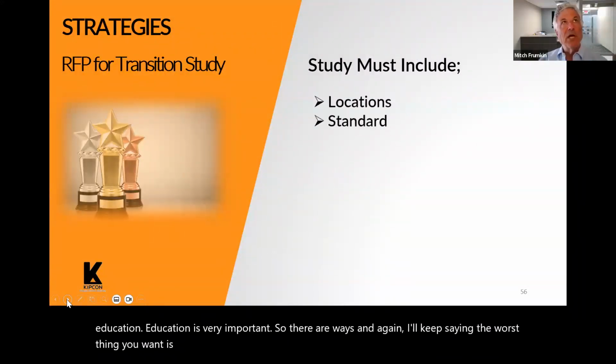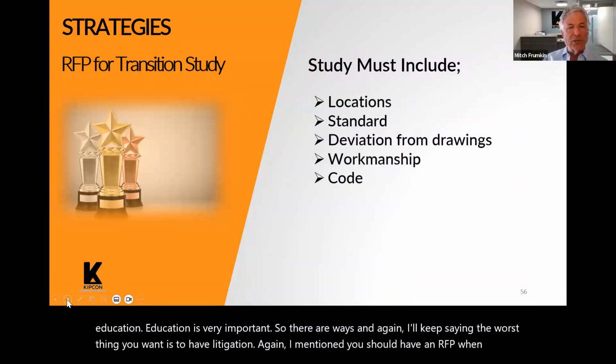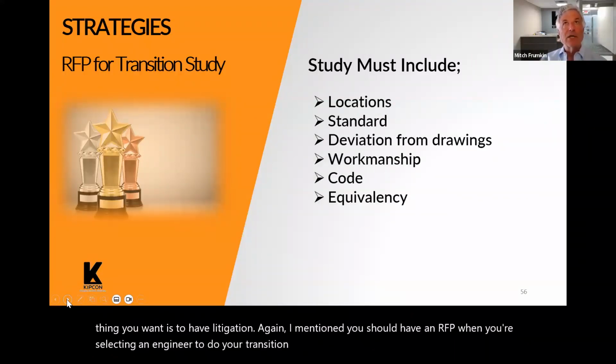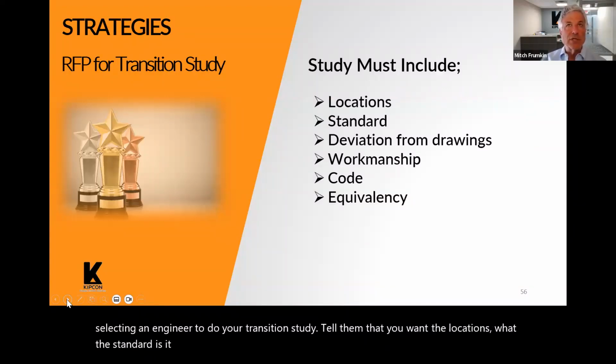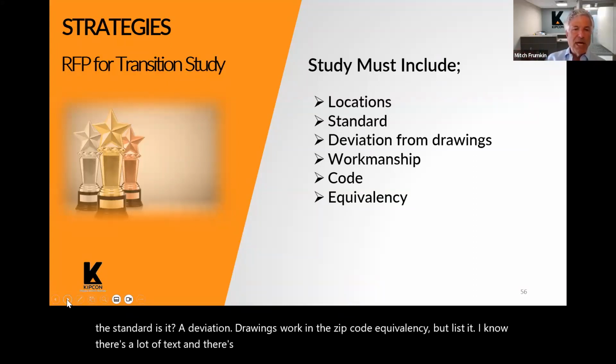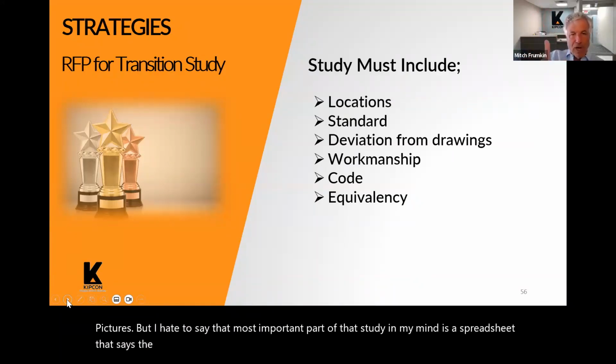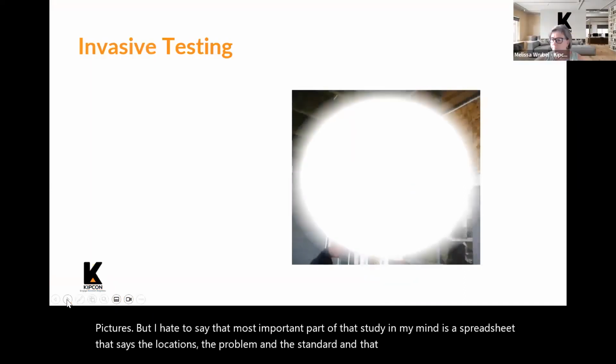So there are ways, and again, I'll keep saying the worst thing you want is to have litigation. Again, I mentioned you should have an RFP when you're selecting an engineer to do your transition study. Tell them that you want the locations, what the standard is. Is it a deviation in drawings, workmanship, code, equivalency, but list it. I know there's a lot of text and there's a lot of pictures, but I hate to say it, the most important part of that study in my mind is a spreadsheet that says the locations, the problem, and the standard. And that really summarizes everything.